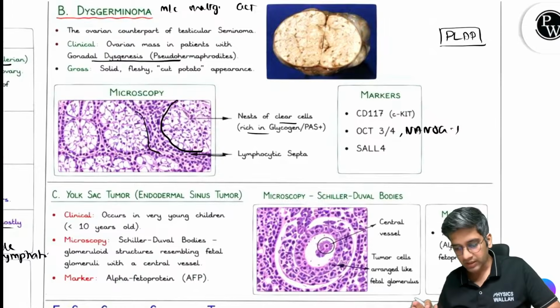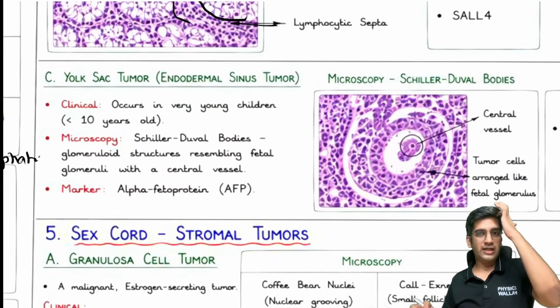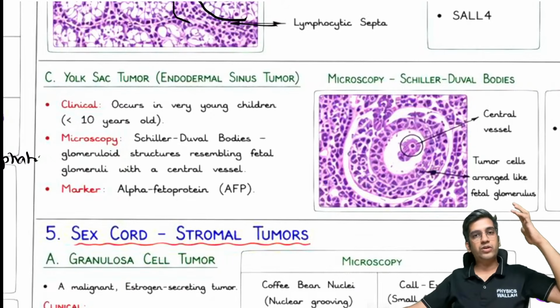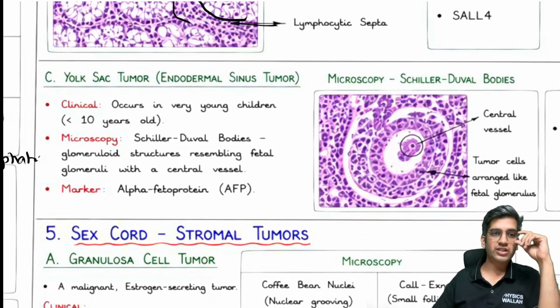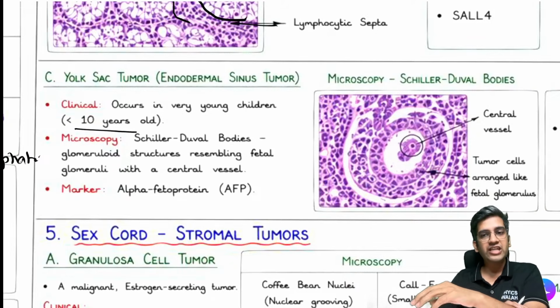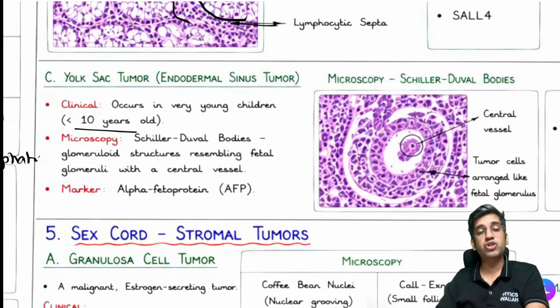Fine. Next is yolk sac. See, yolk sac, a tumor which is arising from intrauterine life, forming from the intrauterine yolk sac. So what is the best clue? Age is the best clue. It will be seen in very young people. Less than 5 years, less than 10 years, an ovarian tumor has to be yolk sac tumor. That is the most important clue here.